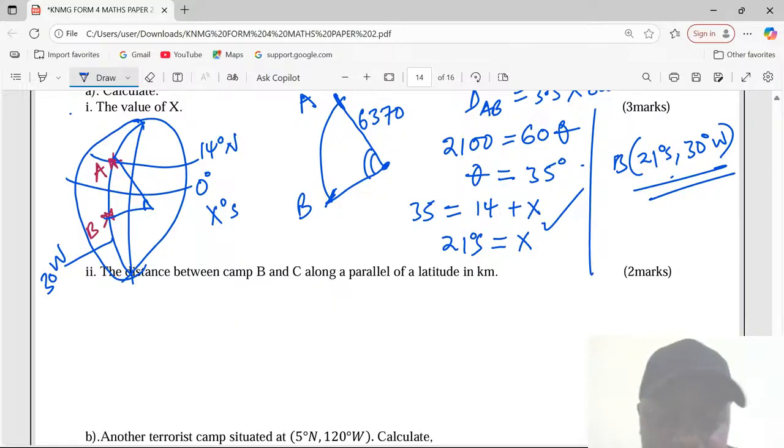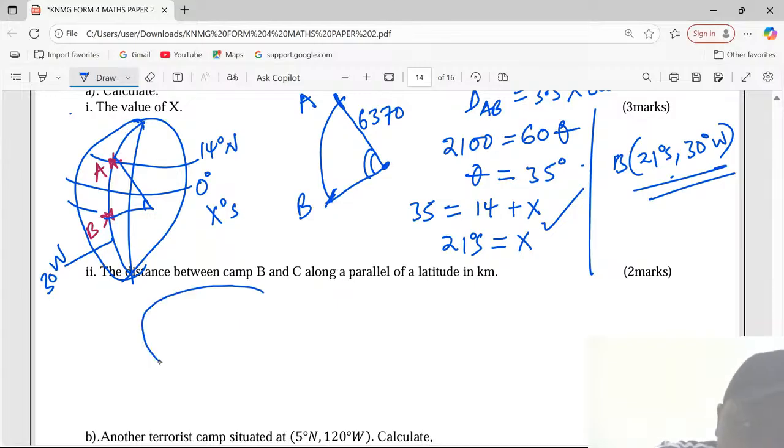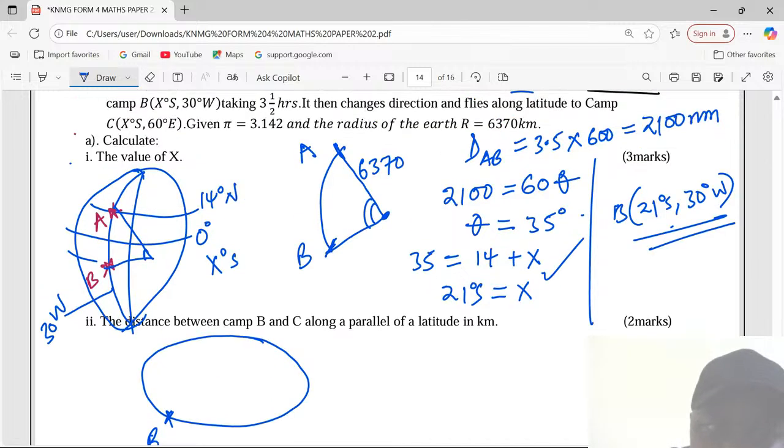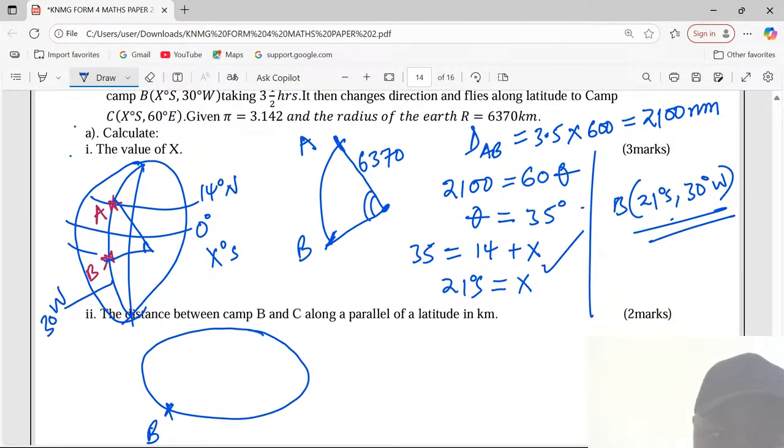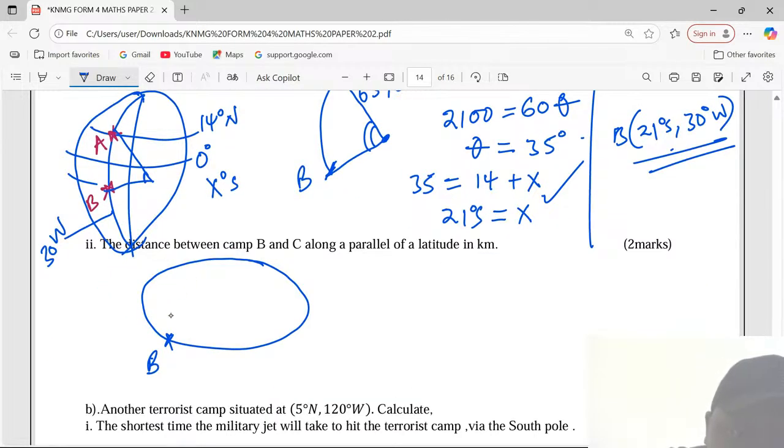The distance between camp B and C along the parallel of latitude, in kilometers. So moving along the parallel of latitude now, we are moving from B, so we can get the circle of the latitude now. This is the latitude, which is a small circle from B along this latitude all the way to C. And where is C?